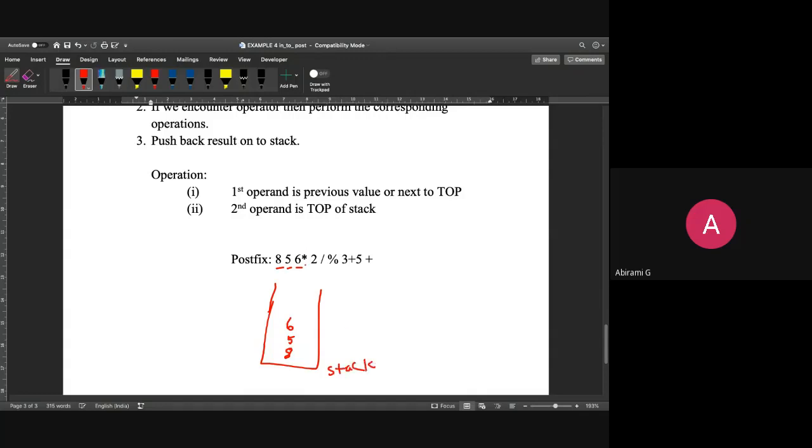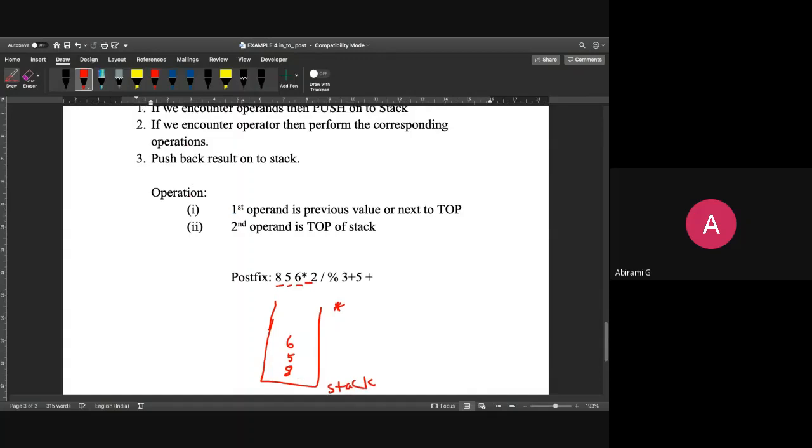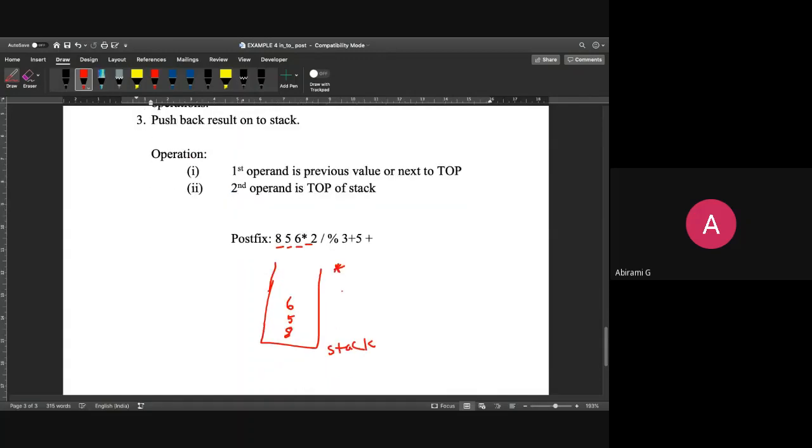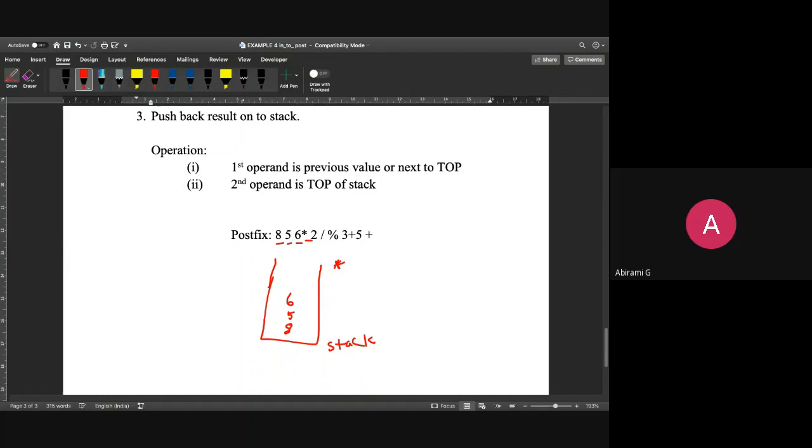Then what is the next character? The next input symbol is star. Star is the operator. Once we see an operator, go for the second rule. What is the second rule? If you encounter an operator, then perform the corresponding operations. So what we have to do is take the top 2 elements and perform the operation. The top 2 are 6 and 5, but which one do we consider first? The previous one, next to top, is the first operand, and this is our second operand. So here we have to take 5 into 6.